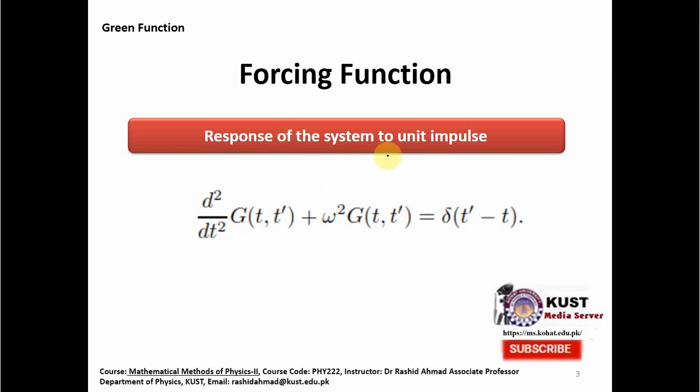And this response to the unit impulse, that is the forcing function, can then be written as this equation, that is d square by dt square of g of t prime. This function g can be associated with the response to the unit impulse, and we will see that this function g is actually a Green function. So we can write the response of a unit impulse as g, and here you see from the previous equation we have just replaced y with g and f of t with a Dirac delta function.